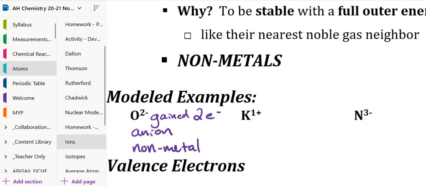Then the next one is K with a 1 plus charge. What element is K? Potassium. So if this potassium ion has a 1 plus charge, how did it form that ion with a 1 plus charge? It lost one electron. Very good.